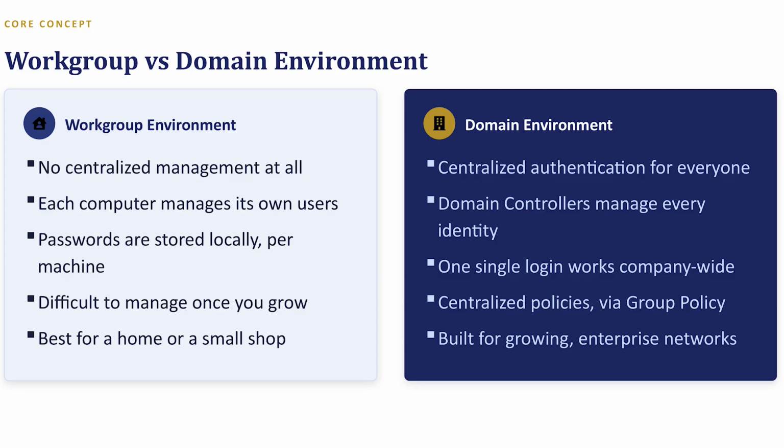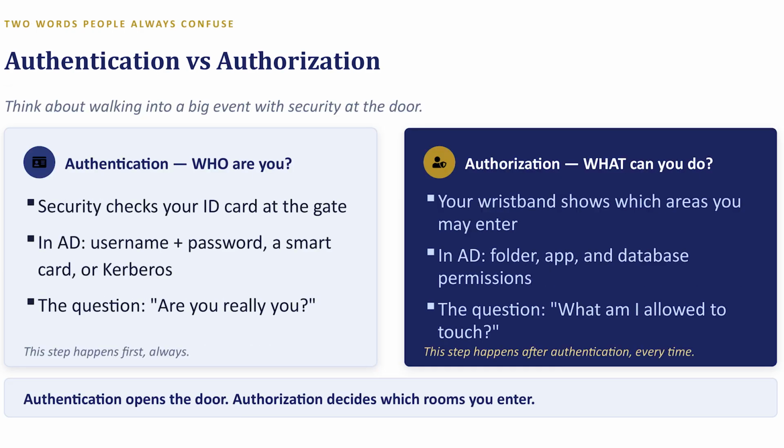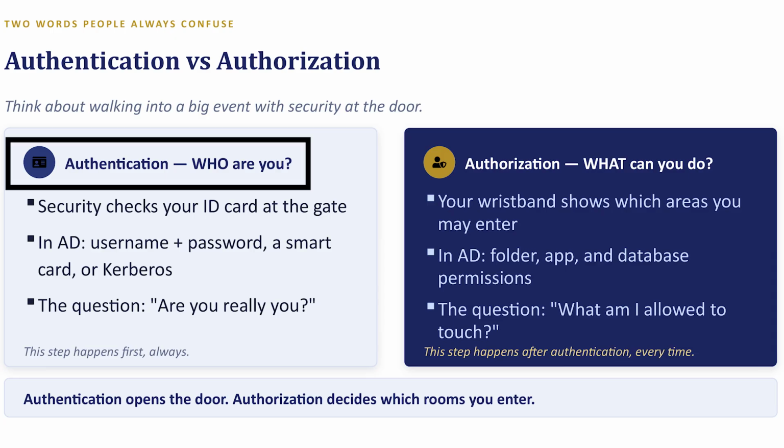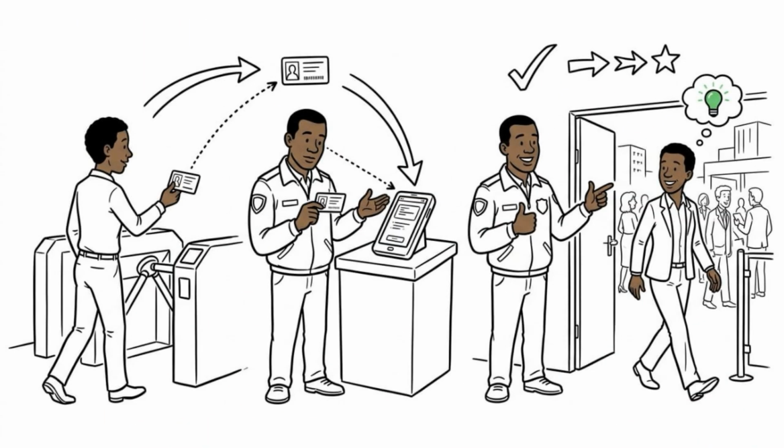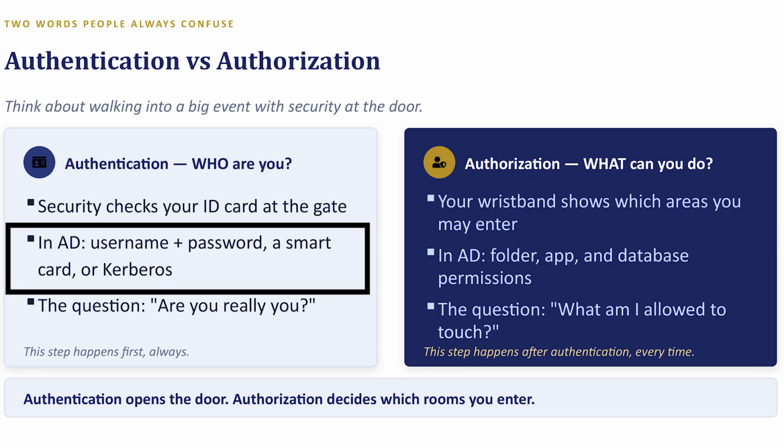Okay, now let's move on to slide 6. Slide 6 talks about authentication versus authorization. They sound similar, but they answer different questions completely. Okay, authentication asks, who are you? The slide uses the example of walking into a big event. Security checks your ID card. They are trying to determine, are you really this person? In Active Directory, the slides mention things like username and password, a smart card, or a Kerberos ticket. So authentication is about proving your identity.